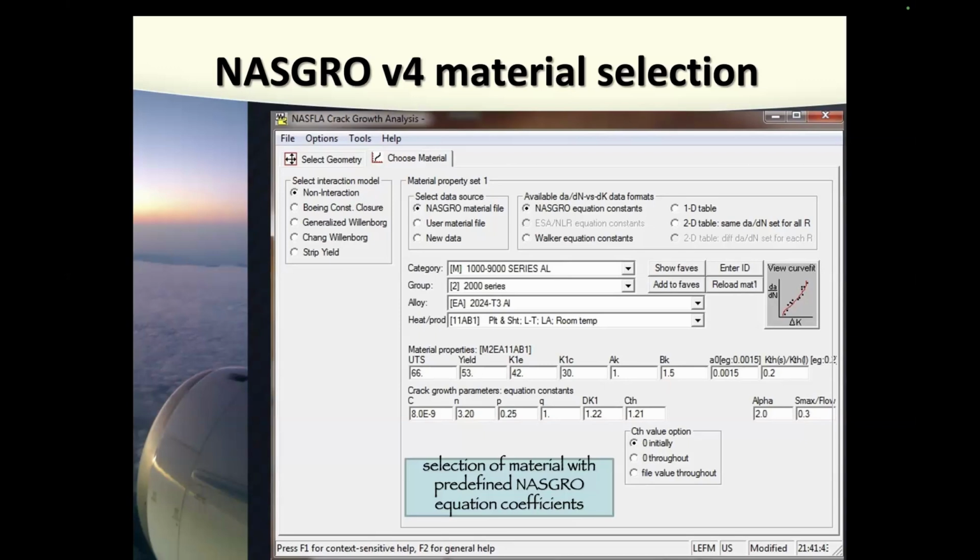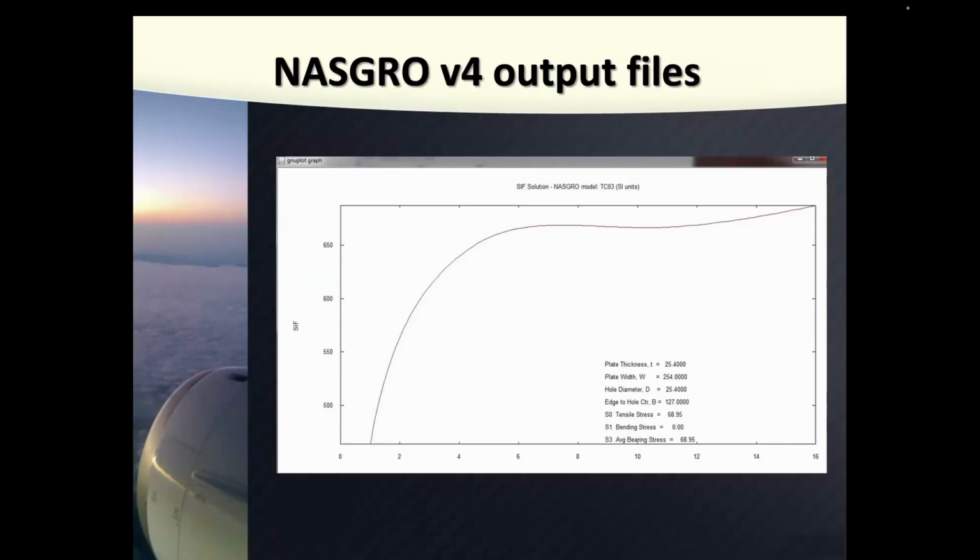The next step in NASGRO software is this. Again, this was used 25 or more years ago. And then this is the result. NASGRO gives you values of stress intensity factors along with the crack length. Here in this case, you can see plate thickness, plate width, hole diameter, and all these geometrical dimensions. And then you get something like this. And another output is this.